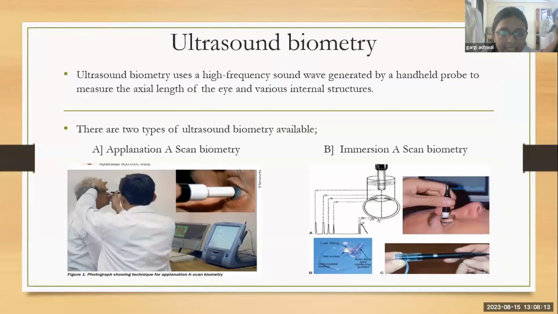In the first image, we can see that the probe is held in the hand and placed on the cornea, which is a contact biometry. In order to prevent the manual error of putting excessive pressure or putting the probe too lightly on the eye, immersion A-scan biometry is done. Wherein you can see in the second image, we have used a scleral shell into which saline is put, and on that the probe tip is kept so that the corneal contact is nullified and the error is cancelled out.